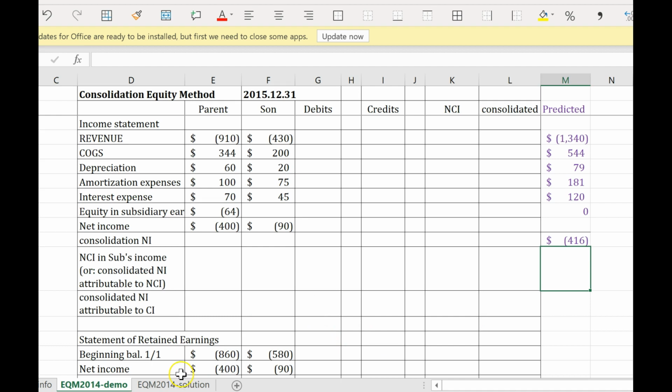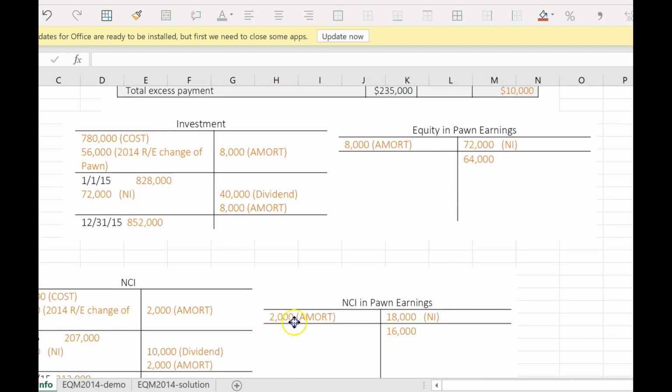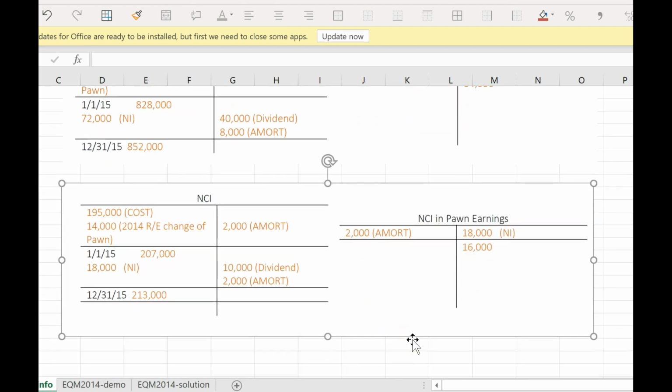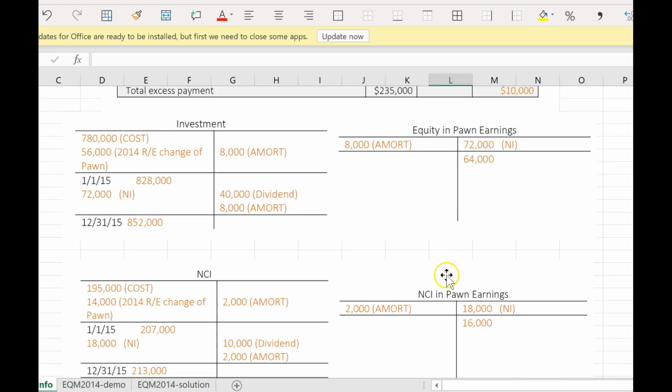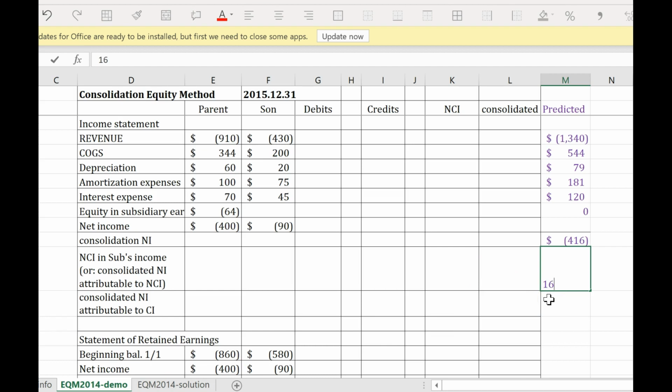So how do I know this number? When I'm trying to predict it, how do I know this number? Now this comes back to my previous talking point. When we look at the NCI in net income account, it mirrors the equity net income account. So we basically can calculate NCI net income, that's 16,000. So I'm going to write down 16 here. Okay, that's the 16,000 attributable to NCI. Now the rest of it will be attributable to CI. So 416 minus 16 to be consistent.